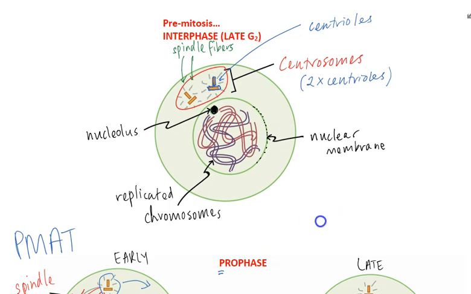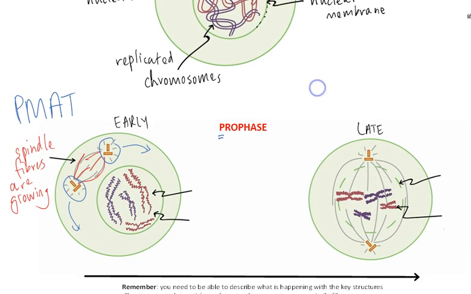So if you look at interphase, you see that they're really close together. In early prophase, they're starting to move further away from each other, and by late prophase, they're at opposite ends of the cell here. We also see that those spindle fibers at late prophase are fully developed.